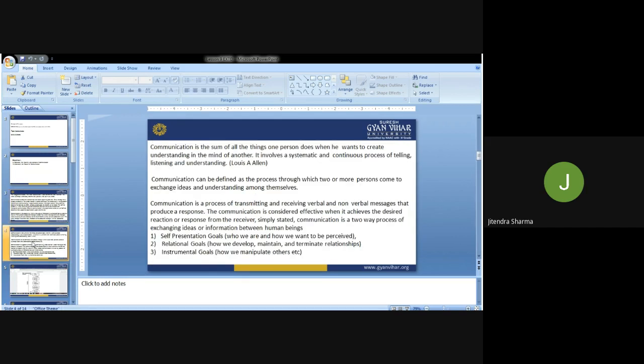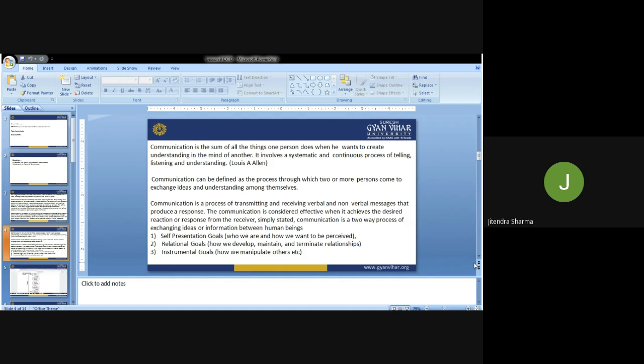Now let us look at a few different definitions. Communication is the sum of all things one person does when he wants to create understanding in the mind of another. It involves a systematic, continuous process of telling, listening, and understanding. Louis Allen has given this definition: communication is the sum of all things one person does when he wants to create understanding in the mind of another. It means telling, listening, and understanding.